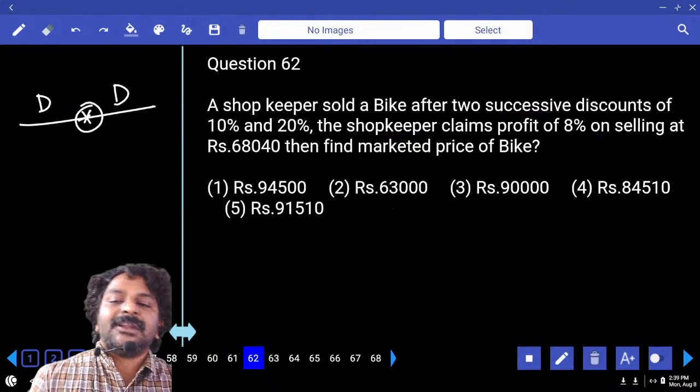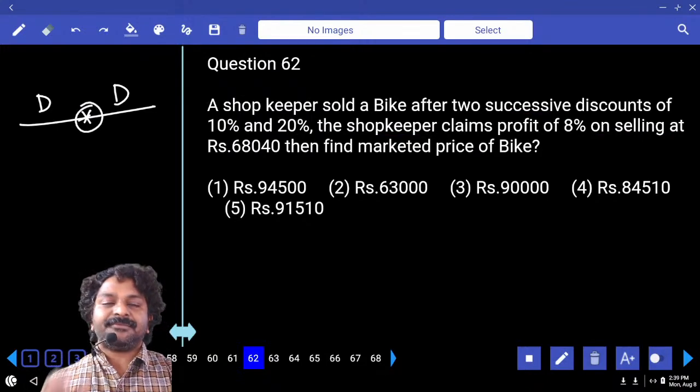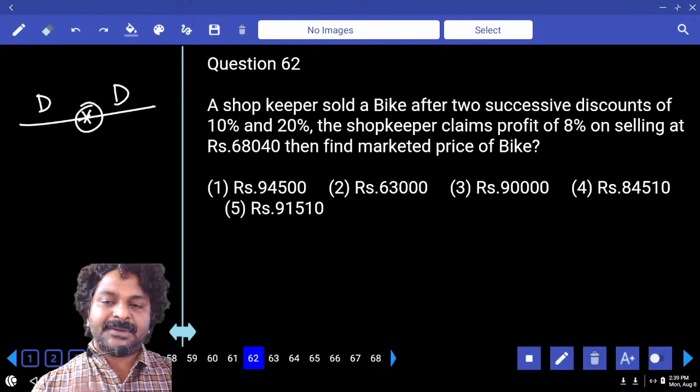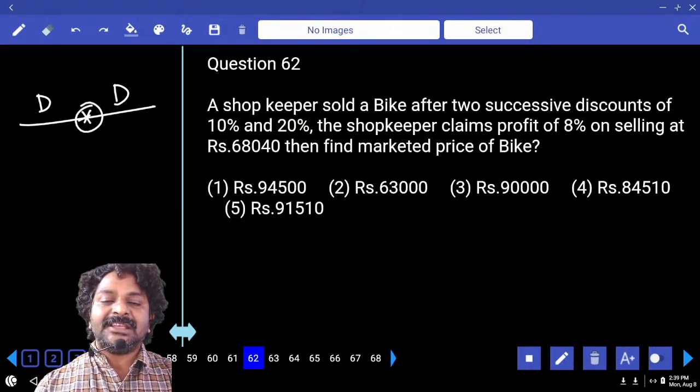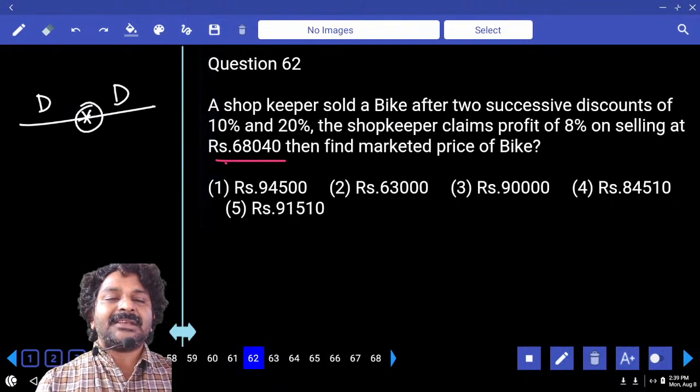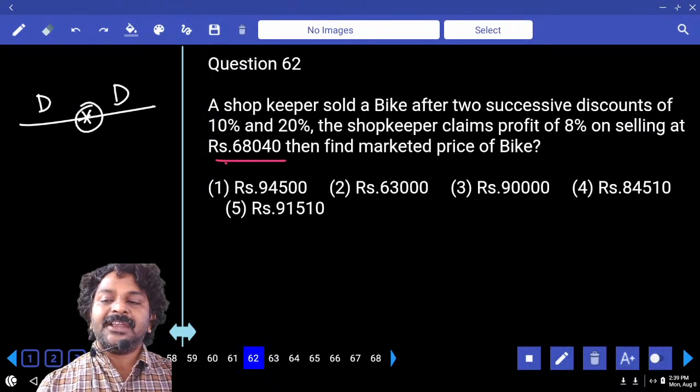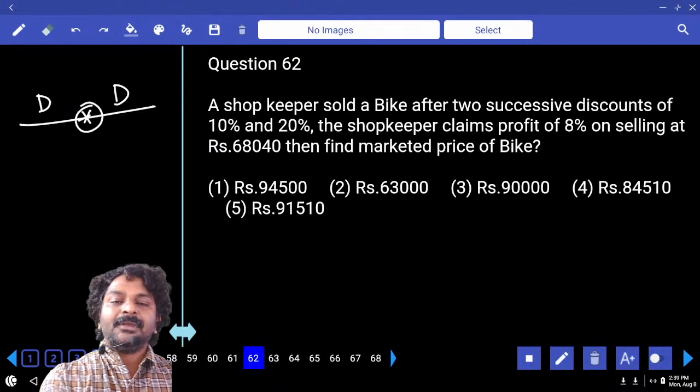A shopkeeper sold a bike after 2 successive discounts of 10% and 20%. The shopkeeper claims a profit of 8% on selling the item at 68,040 rupees. Then find the market price of the bike.